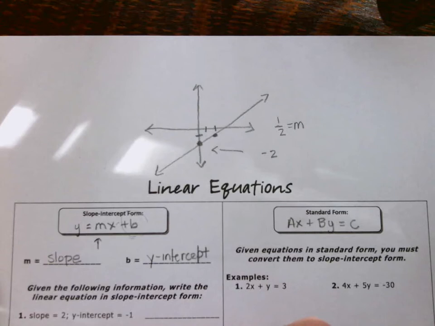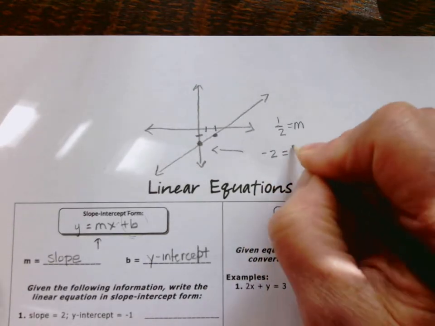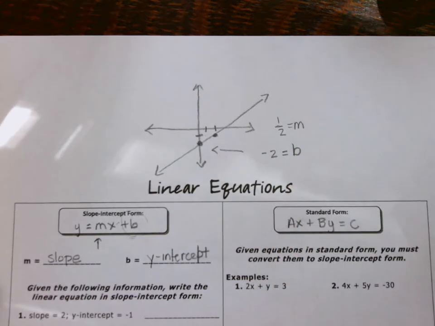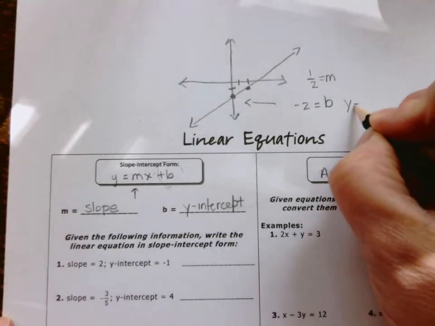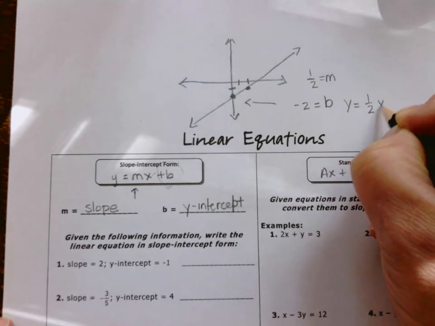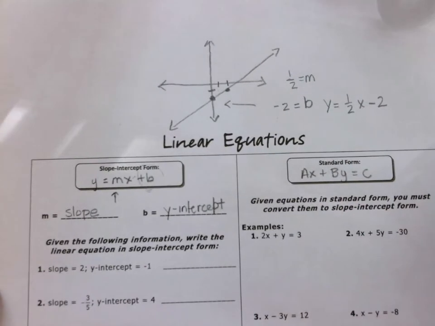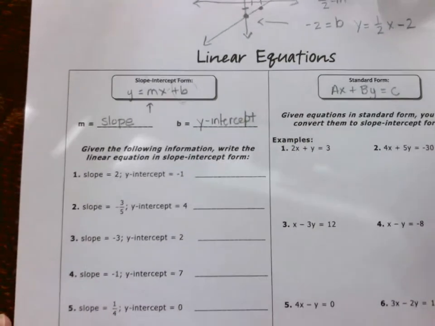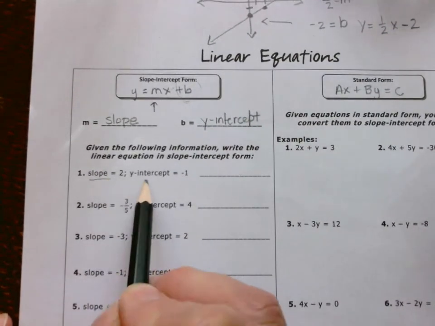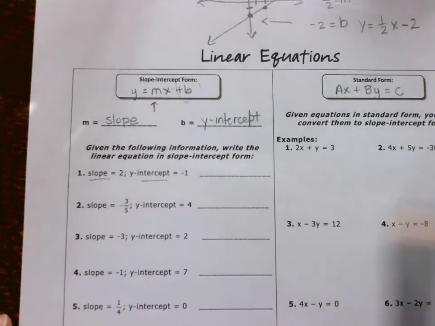1/2 is my slope, or m, and b is my y-intercept. And so, knowing those two things, I can create the equation of this line. y equals 1/2 x plus -2. And instead of saying plus negative, I'm just going to say -2. So let's do a couple of these problems on the left side of the page. They've given us the slope and the y-intercept, and we just have to substitute these numbers into our formula.